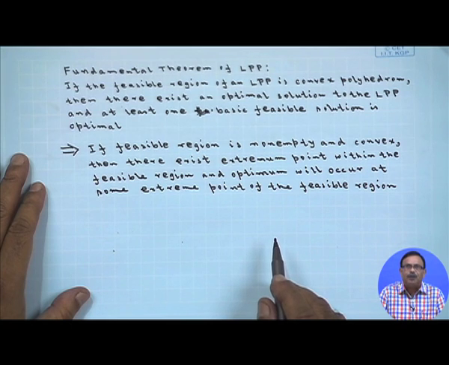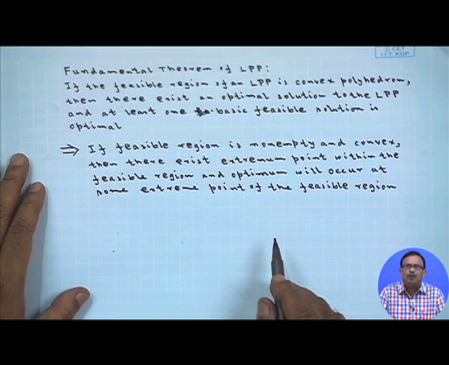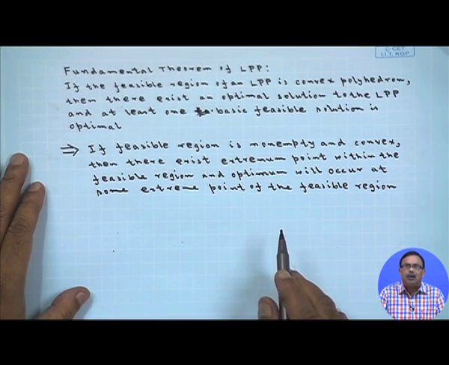optimum. If the feasible region is non-empty and convex, then there exist extreme points within the feasible region and the optimum will occur at some extreme point of the feasible region. Already we have defined the feasible region, we have defined the extreme point. So, now what we are saying is that if the feasible region is non-empty and convex, then one of the extreme points will give you the optimum value.